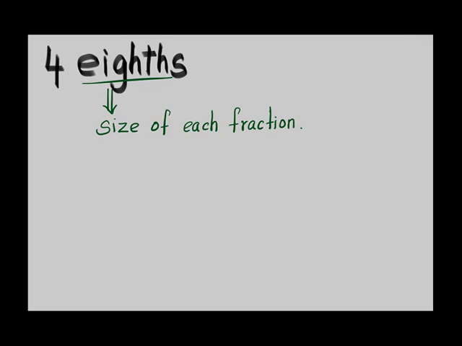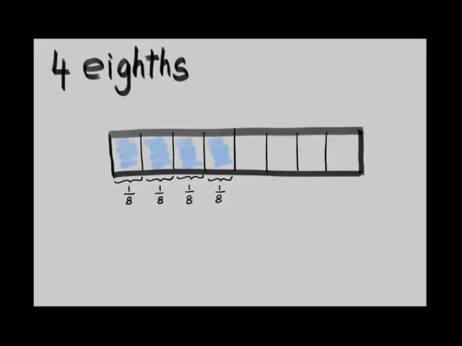4 eighths. The size of each fraction is 4 eighths. So we have to show 4 eighths in a tape diagram. So each unit will be 1/8. So this is 1/8, this is 1/8, this is 1/8, and this is 1/8. So 4 times 1/8 will become 4 eighths.